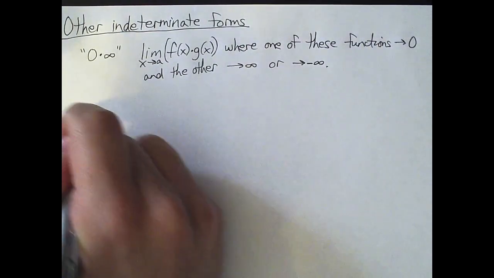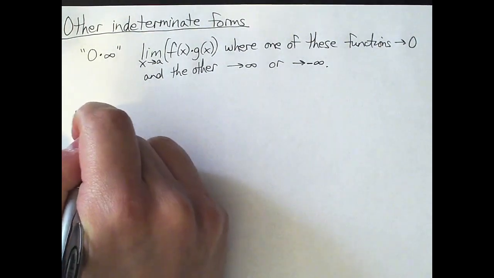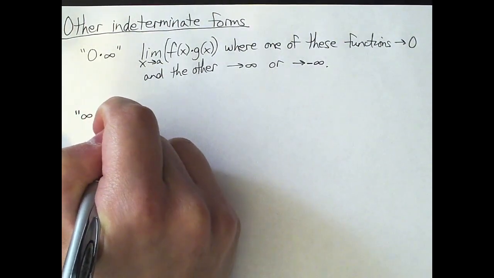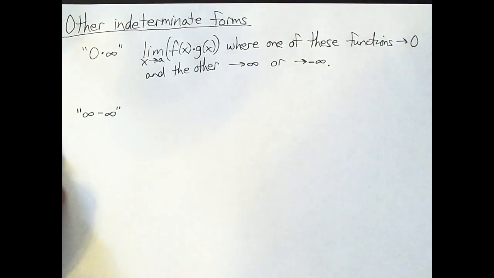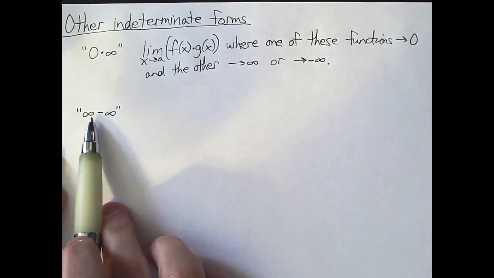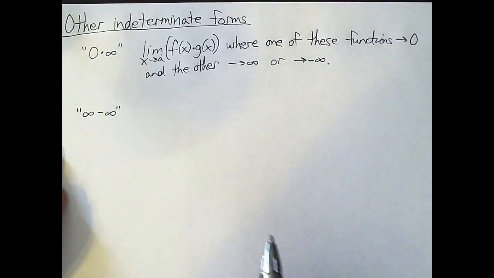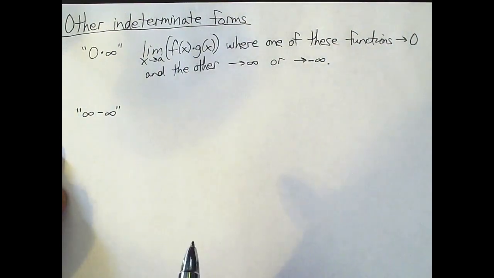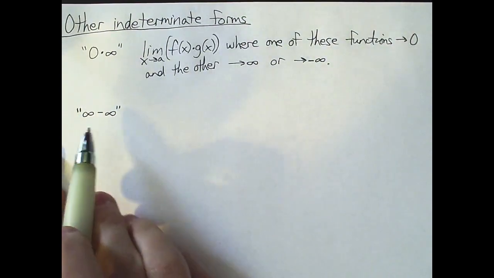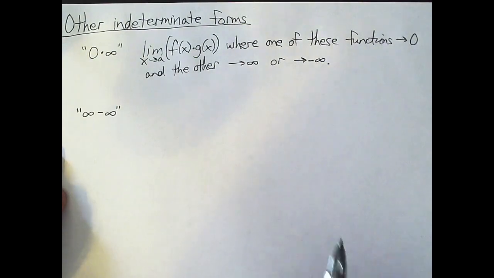Another one is something of the form "infinity minus infinity." I'm putting quotation marks around this because, remember, I said infinity is not a number that we just want to toss around like other numbers. Infinity is more of a concept, so this is kind of how we describe the form. You could say it's an indeterminate form of the type infinity minus infinity.